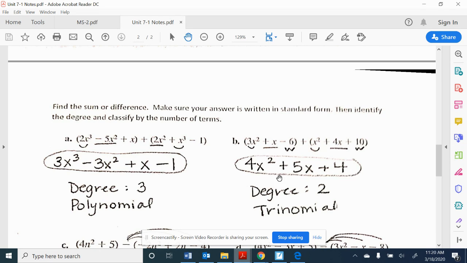That's my final answer. Let's find the degree of each term. X to the second, that's degree 2. X, that's degree 1. 4, that's degree 0. So you can see standard form, degree 2, degree 1, degree 0. So what's the degree of the polynomial? Well, my highest degree term is the first one of degree 2. So we call it degree 2. There are 1, 2, 3 terms, which is why it is a trinomial.